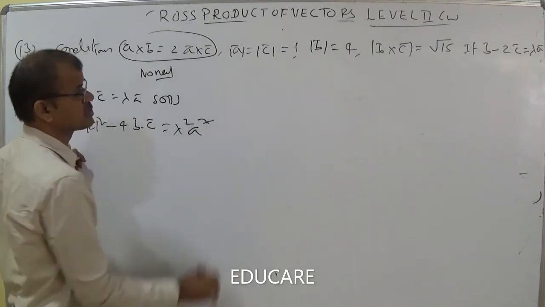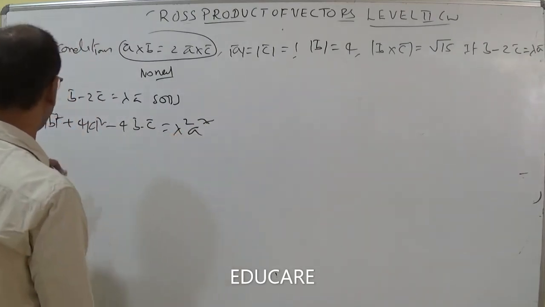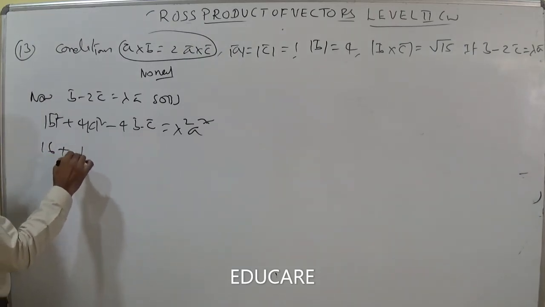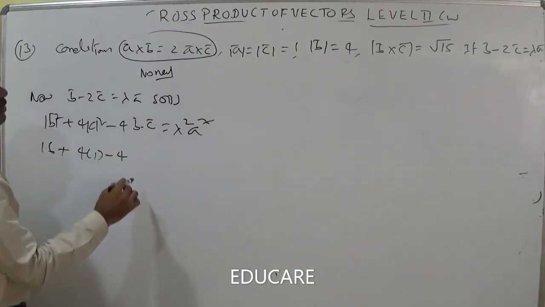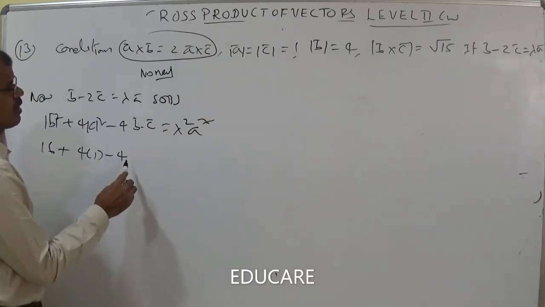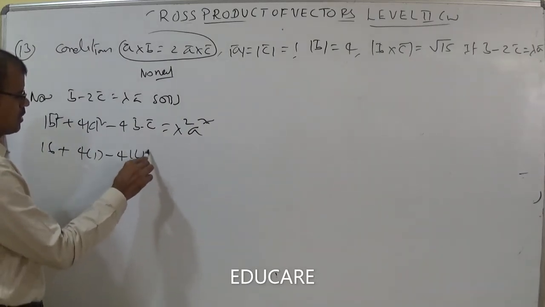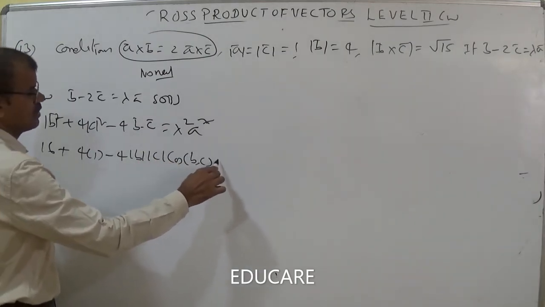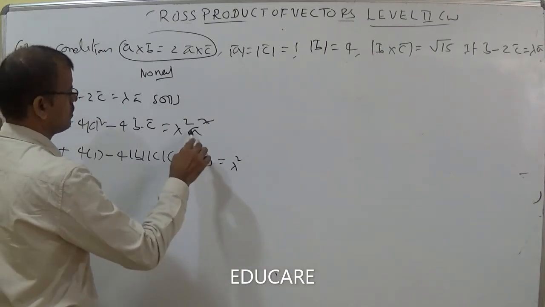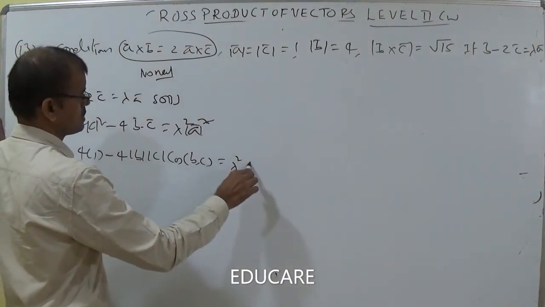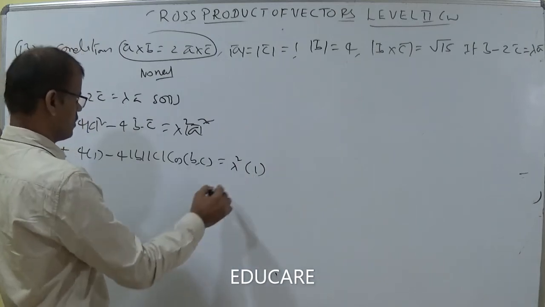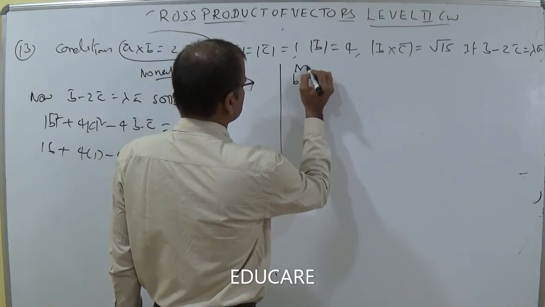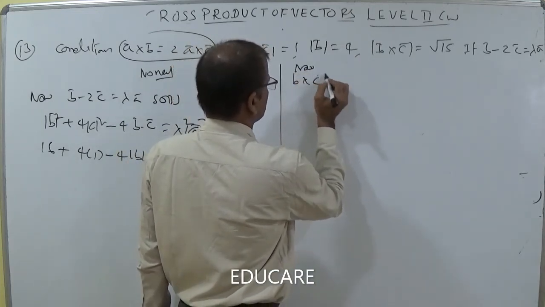So what is the value of modulus of B square? This is 16. 4 into modulus of C square is 1, minus 4 into B bar dot C bar, which is mod B bar into mod C bar into cos of B comma C, is equal to lambda square into A square, that is modulus of A squared, which is 1 here. Now using this, consider writing B cross C.